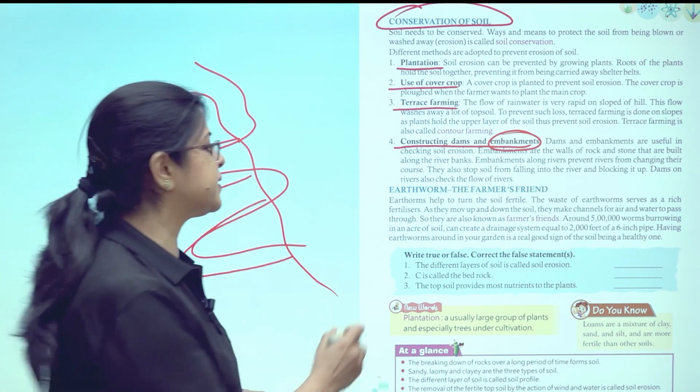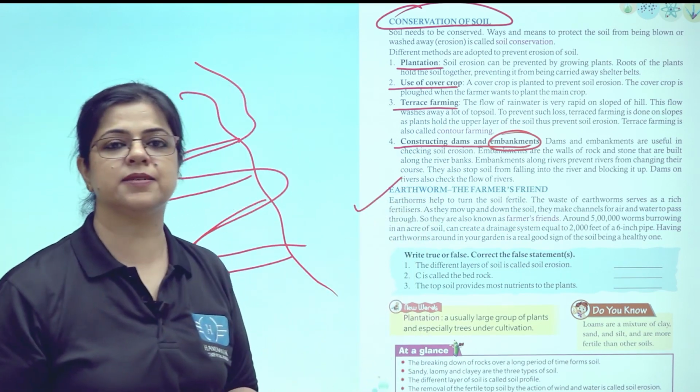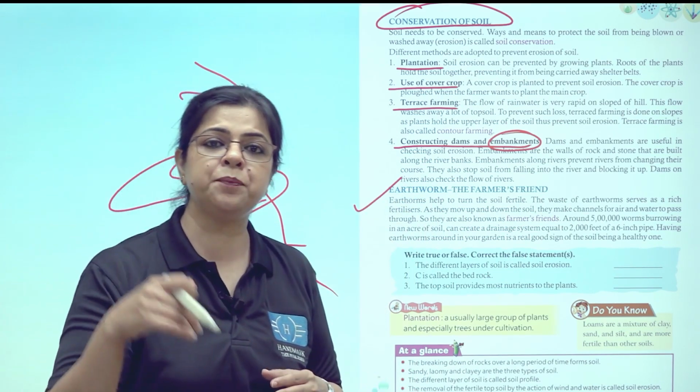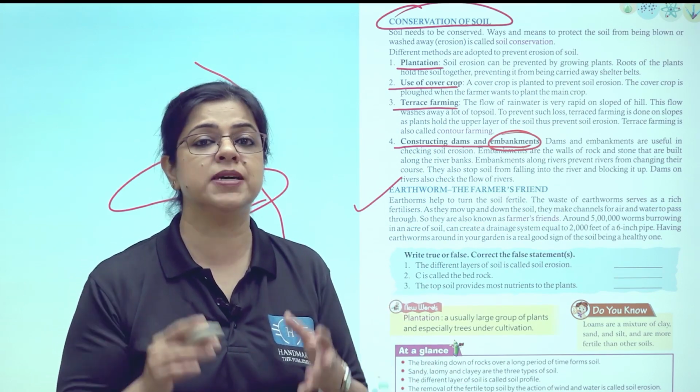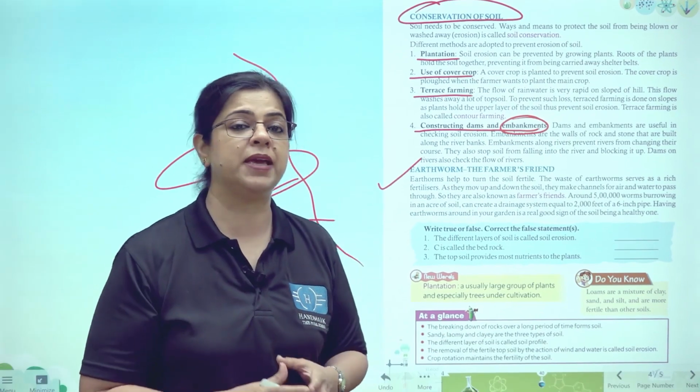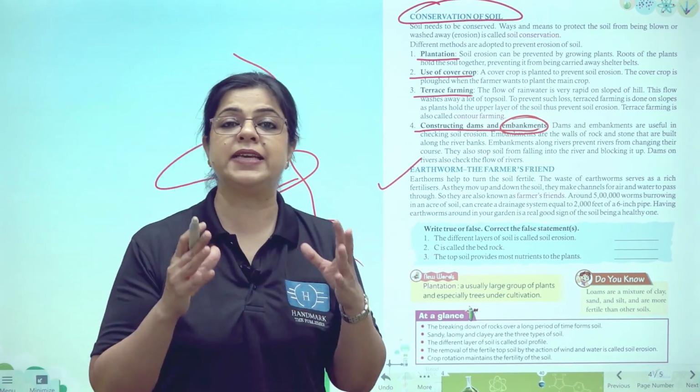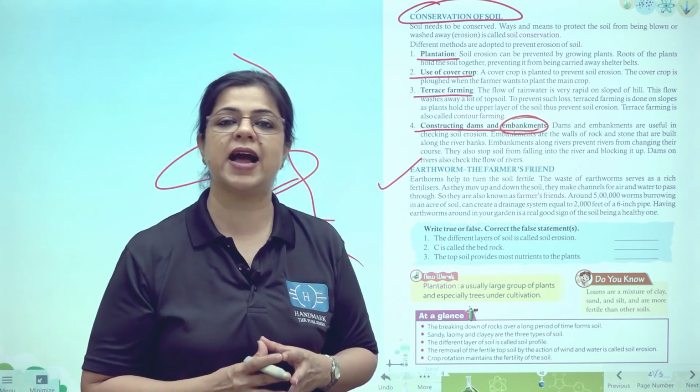Also, we need to understand that certain organisms such as earthworms who keep digging through the soil up and down, they're actually a farmer's best friend. Reason being, these are the organisms that keep the soil very well aerated and tilled.